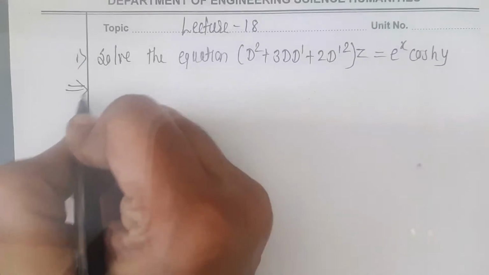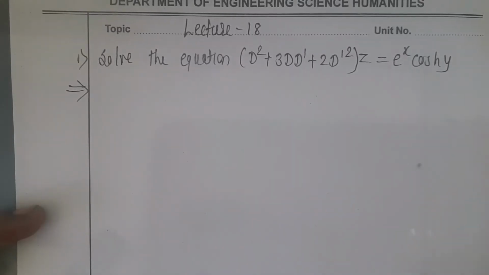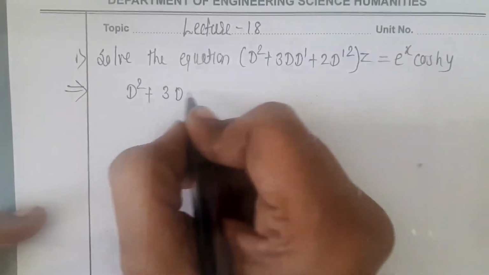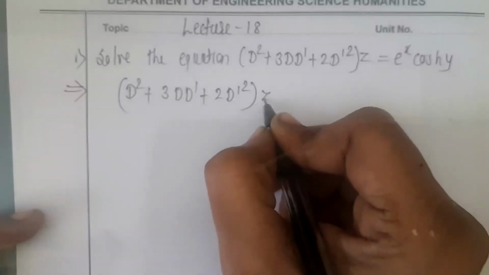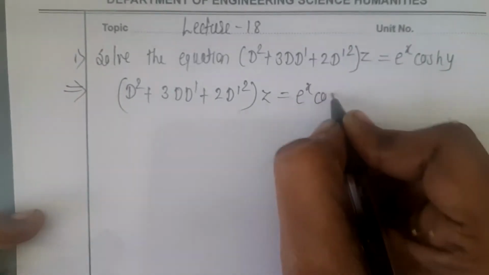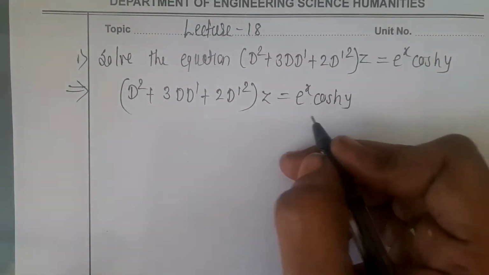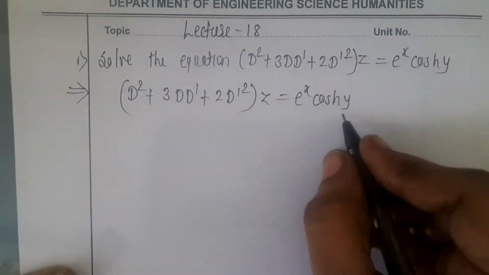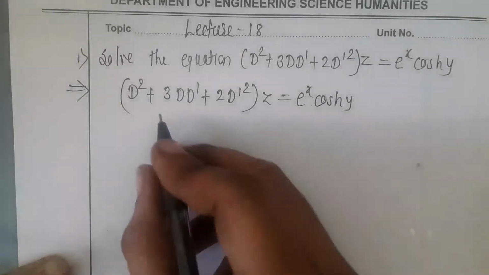Today we are going to solve questions on linear partial differential equation with constant coefficient. Given that (D² + 3DD' + 2D'²) z = e^x cos hy. Now we have two terms in multiplication. First thing is to find out the right hand side and left hand side, both are present, which means the solution is CF plus PI. So first we try to find out CF.